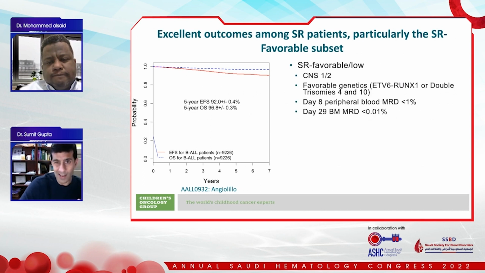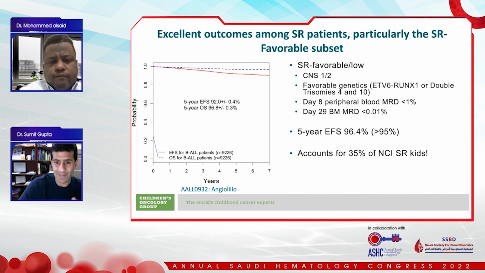And the really simple way that I think of these kids is they have every good risk factor in the book, right? So they are NCI standard risk, they are CNS 1 or 2, they have favorable genetics by the COG definition, which isn't exactly the same as other definitions, but we say ETV6-RUNX1 or double trisomy 4 and 10. They have a day 8 peripheral blood MRD of less than 1%, and they are end of induction flow bone marrow MRD negative. And you can see here, sorry, this graph is for the overall population, but this standard risk population has a 5-year event-free survival of greater than 95%.